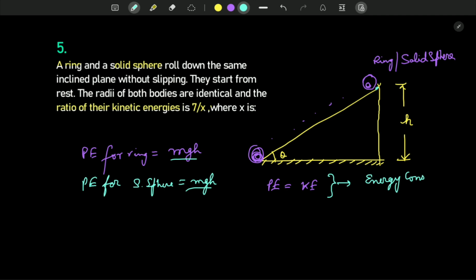So I can say that the ratio of kinetic energies is 1:1. So 7 by x should be 7. So the correct answer to our question is 7.